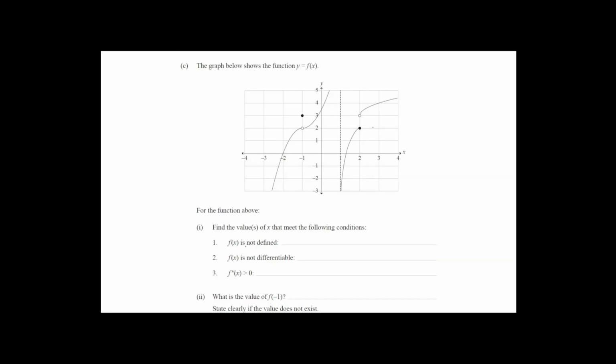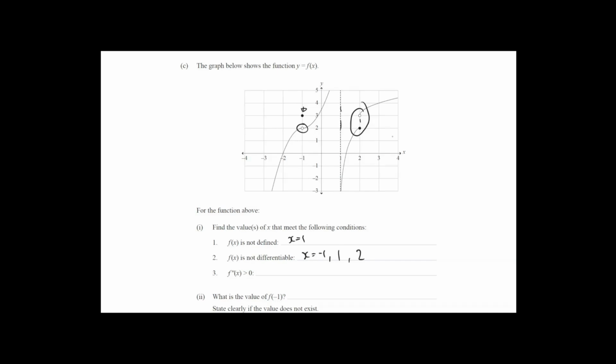Alright, so find the values of x which meet the following conditions. F of x is not defined. Well, it's going to be x equals 1. So it's defined here, it just jumps. It's defined here, it just jumps, but here there is an asymptote. So where is it not differentiable? Well, it's not differentiable here, here, and here. If it jumps, you can't differentiate it at that point. So when x equals -1, x equals 1, and x equals 2.